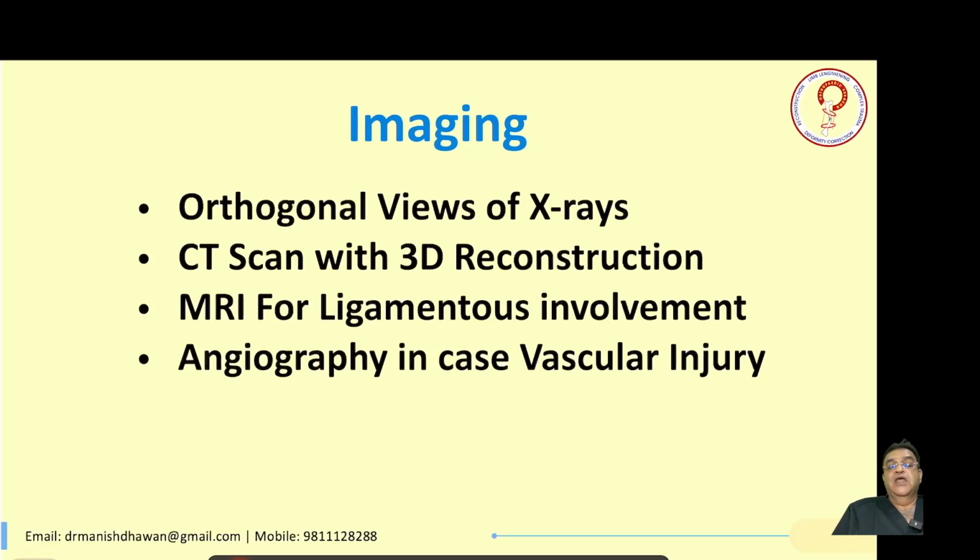your fixation. Now MRI for ligamentous involvement is not usually needed, and this is basically if you suspect that there is a severe ligamentous involvement, then you can do it, but usually it is not done in the acute cases. Maybe once the fracture is healed and then there is instability, you can get an MRI done. Angiography is done in cases of vascular injury. CT angiography can be done easily.